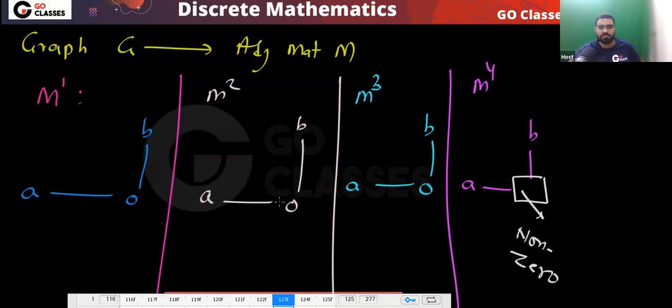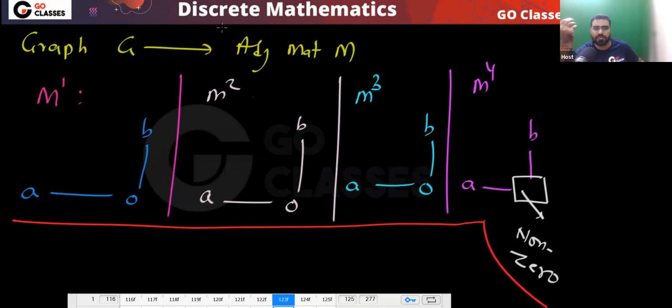So now what can you say? Suddenly this value becomes non-zero, which means there is a path. Between A comma B, there is at least one walk. Now you tell me the distance. Distance means length of the shortest path. So what is the distance between A comma B? That will be 4, right? Very good. So the distance between A comma B is 4.